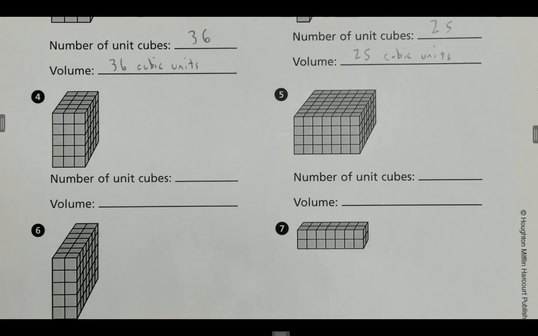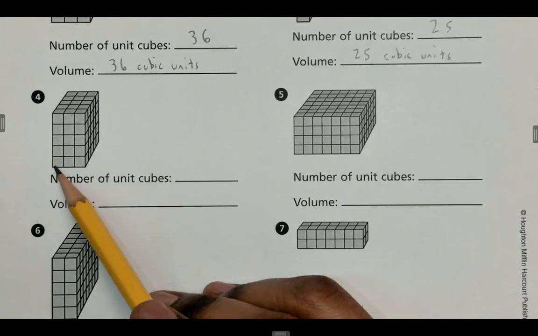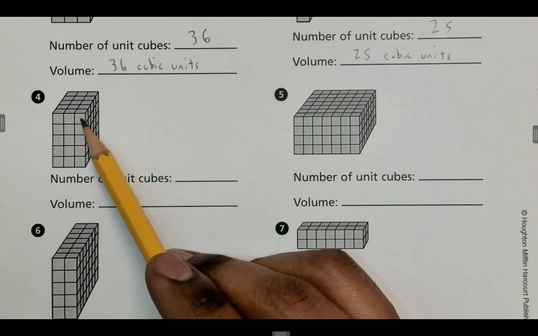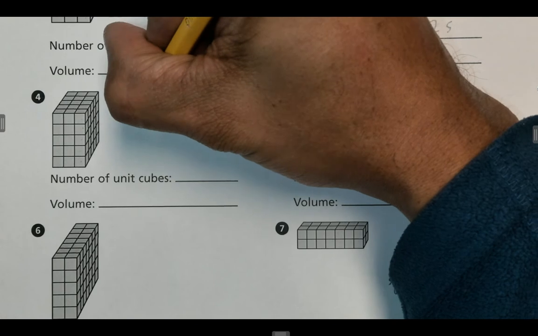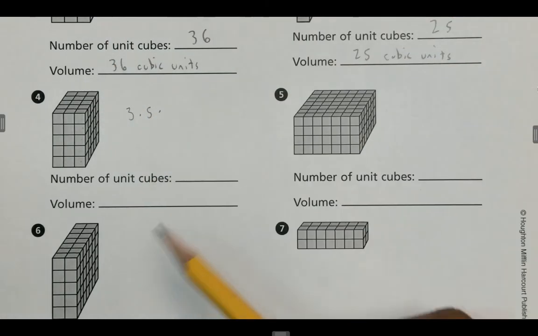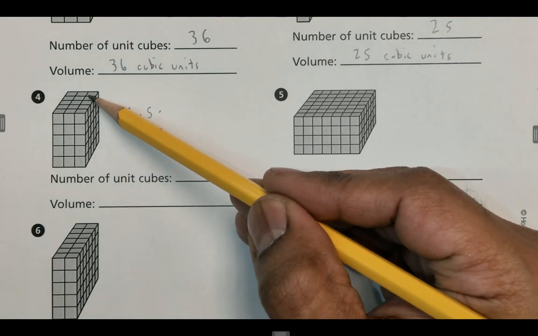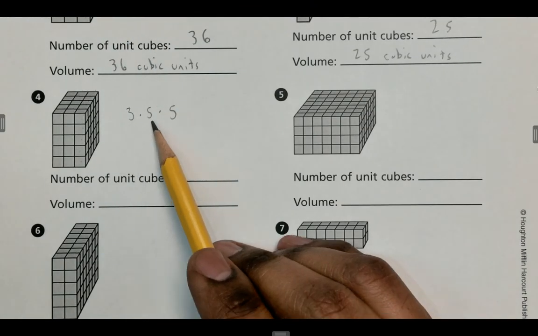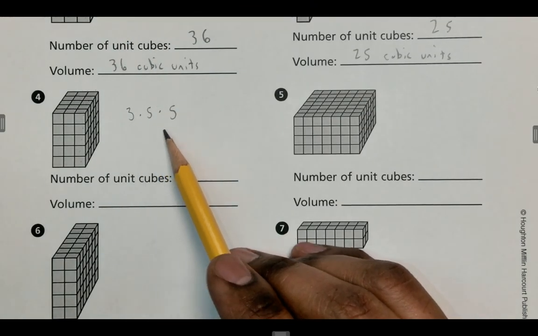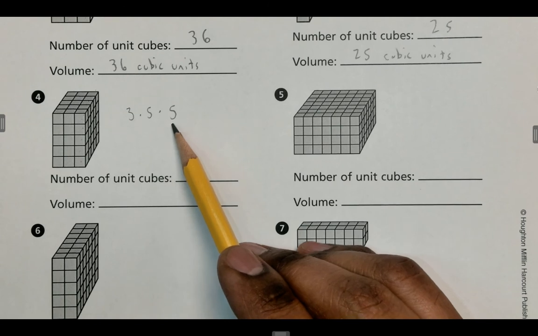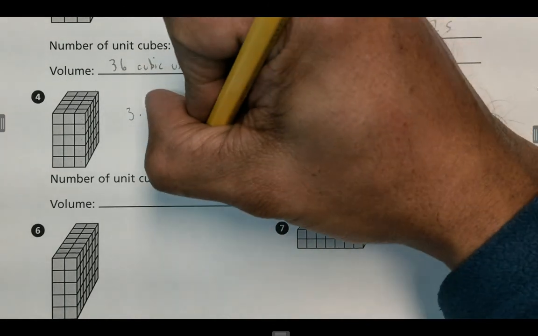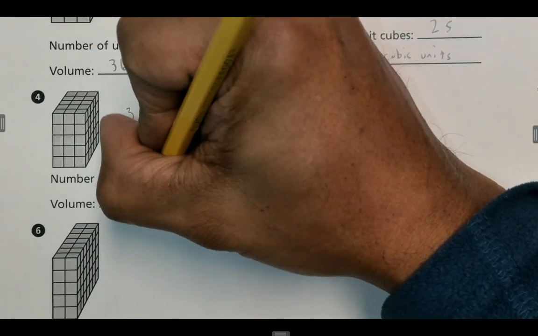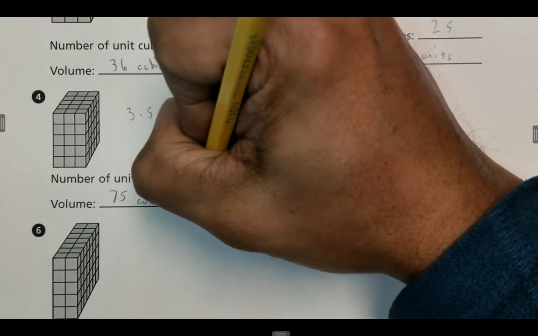Number 4, number of unit cubes. Well, let's see, we got 3 across and 5 high. How far back does it go? How deep? 5 deep. So 3 times 5 is 15. 15 times 5 you can do as a side calculation. That's going to get you 75. 75 cubic units.